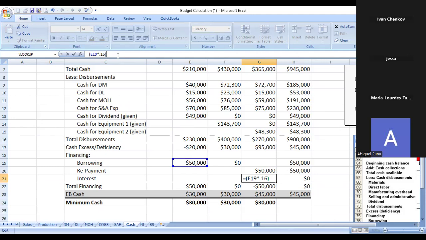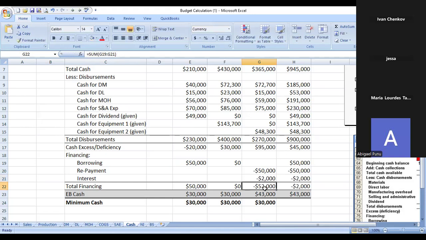So there are 2 options here. First, divide by 12 if you want, and then times 3. Or you can get the interest: 16% times 3 divided by 12 times the amount that you borrow. Either way works. And times 3, because only for 3 months. And we have to put the minus in front because we're paying that money.